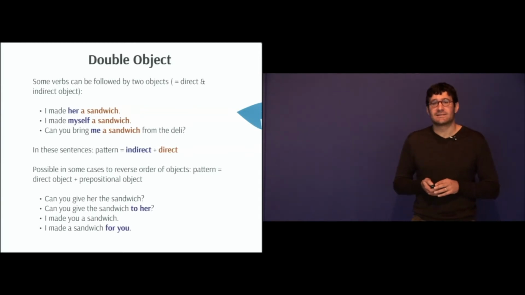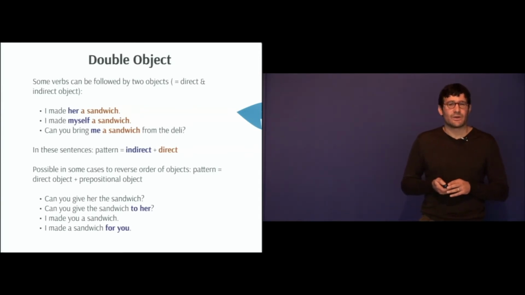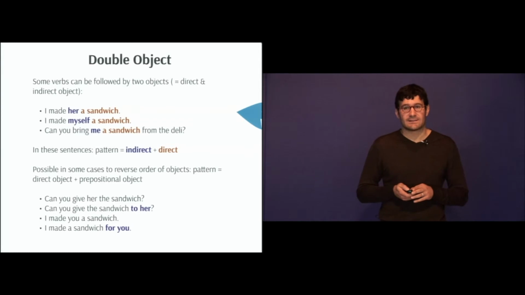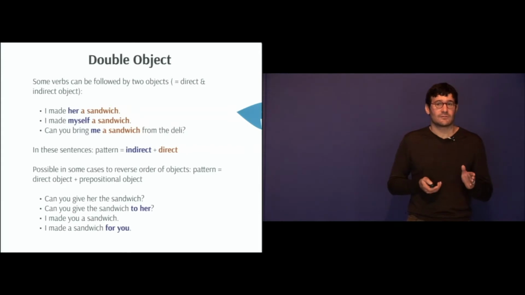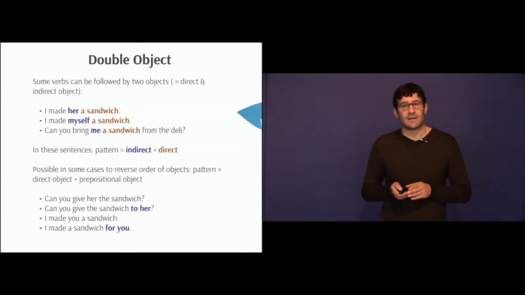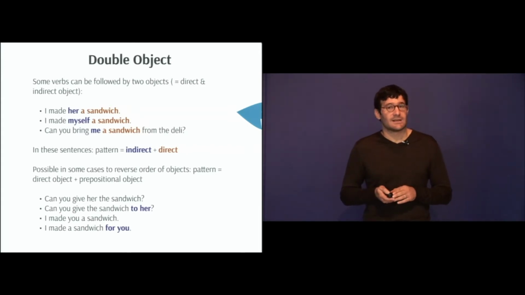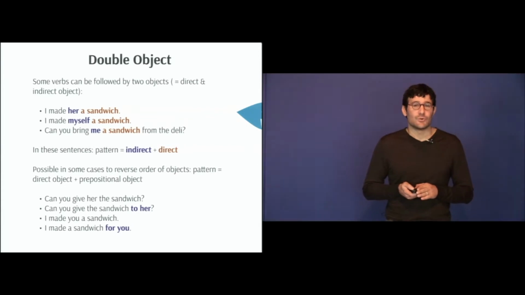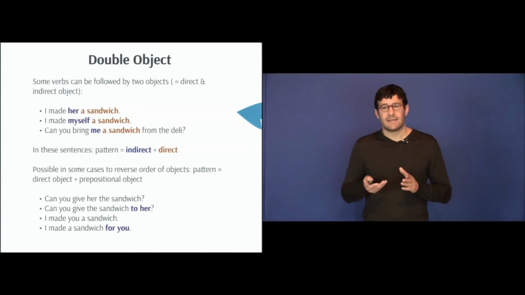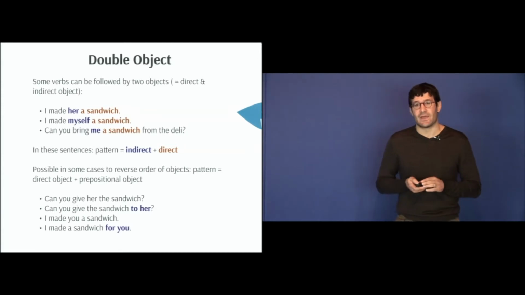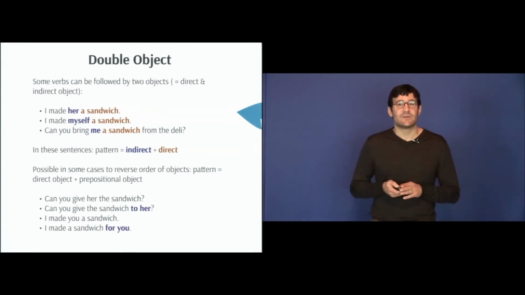However, the pattern is a direct object plus what we call a prepositional object. Can you give her the sandwich? That pattern is your indirect object, her, the sandwich, direct object. However, if you reverse it, can you give the sandwich to her? Direct object, the sandwich, to her, your indirect object. Or here in this case, it's a prepositional object. You have to add the to there. You can't say, can you give the sandwich her?